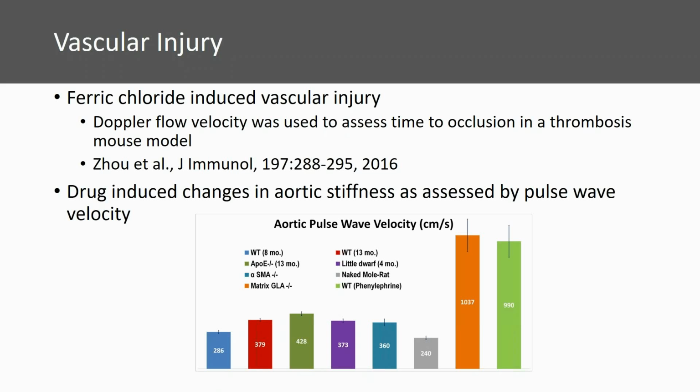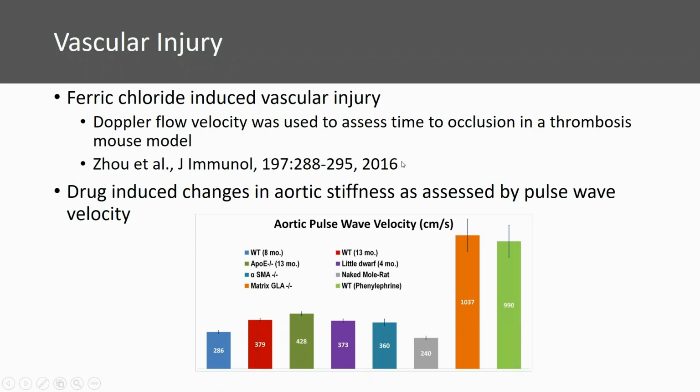Changes in blood flow velocity caused by drug or compound-induced vascular injury can be assessed. An example here of ferric chloride-induced thrombosis, where Doppler was used to assess the time to occlusion. The reference is shown here on the slide.